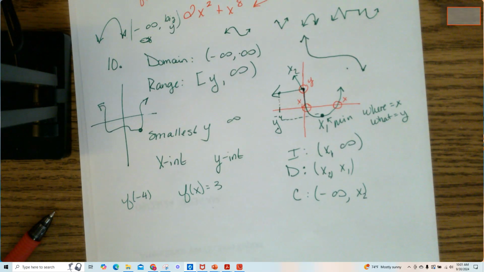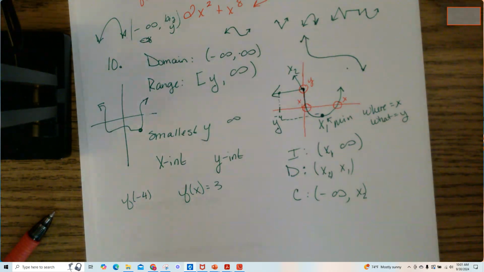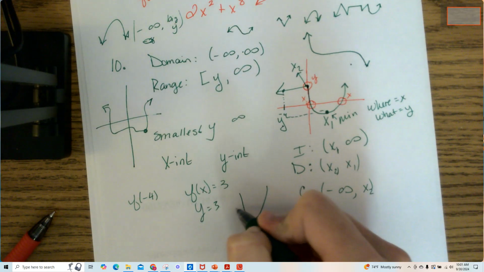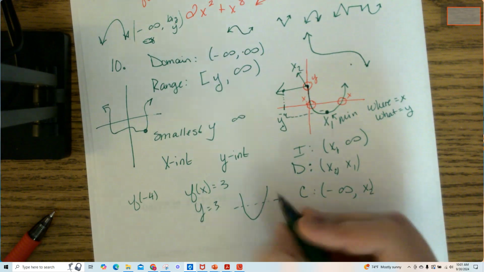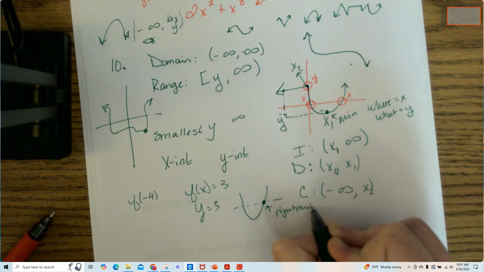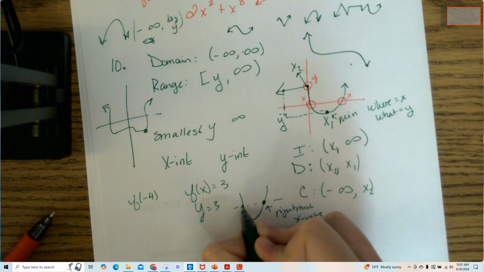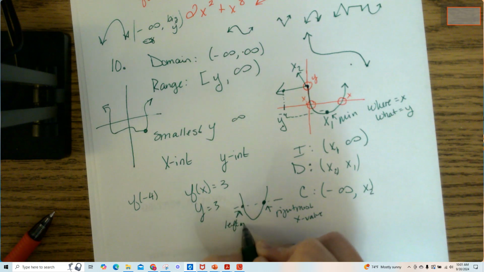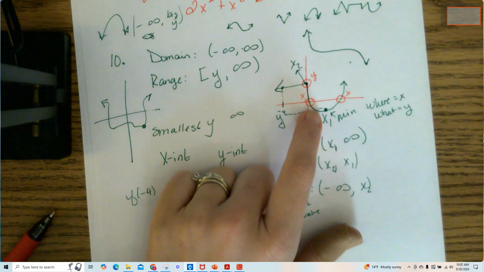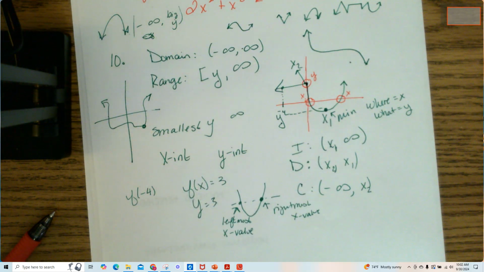You go to where y equals 3, and it's going to hit in two spots. So the rightmost is this x value, and if it asks for the leftmost, it's that one's x value. Is f even, odd, or neither? I would say neither, because it's not symmetric around the origin or the y-axis.